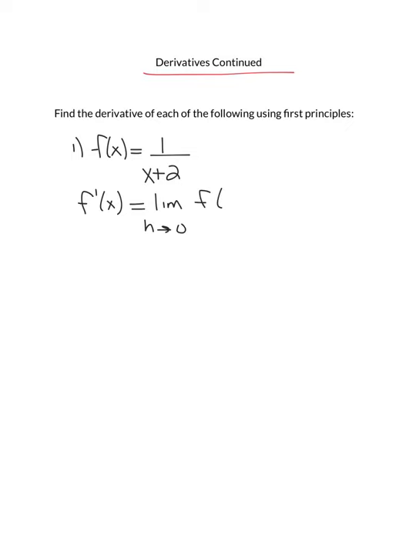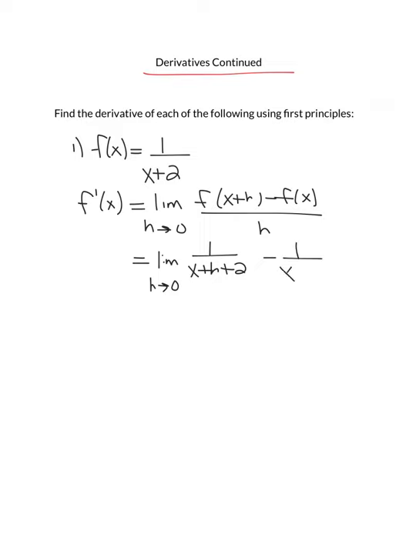So the limit as h approaches 0 of f of x plus h minus f of x all divided by h. So I'm going to go ahead and wherever I see an x in my function, I'm going to replace it with an x plus h. So I have 1 over x plus h plus 2, subtract my original function, 1 over x plus 2, all divided by h.